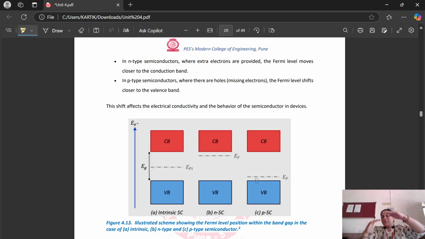Right? So this is how the position of the Fermi energy level shifts because of the presence of majority charge carriers. If the majority charge carriers are electrons, obviously the weight on the conduction band side will go on increasing, and therefore the Fermi energy will shift towards the conduction band. And if the majority charge carriers are holes, then the weight on the valence band side will go on increasing, and therefore the Fermi energy will shift towards the valence band. Okay, so this is how the energy level diagram looks in the case of pure and extrinsic semiconductors.